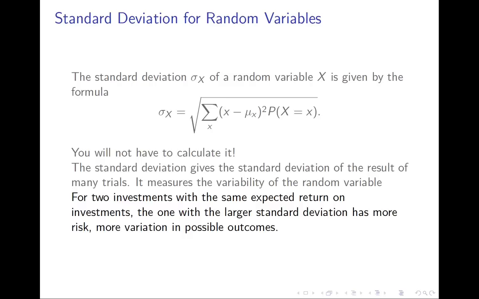If I play my high-stakes poker game and I'm winning or losing $100 or $200 a hand, then I will go up wildly and down wildly in my winnings before I settle down on this average of a dollar per hand or whatever it is. That has a big standard deviation.